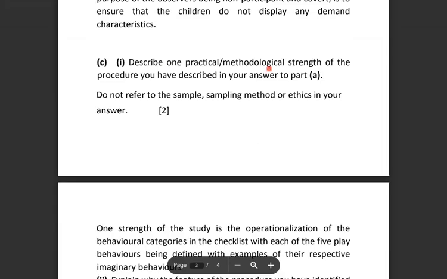Describe one practical methodological strength of the procedure you describe in your answer to part A. Do not refer to sample, sampling method, or ethics in your answer. This used to be a weakness. This used to ask you what is one weakness and how can you overcome it, and it used to be one 4-mark question. Now they started asking about a practical or methodological strength.